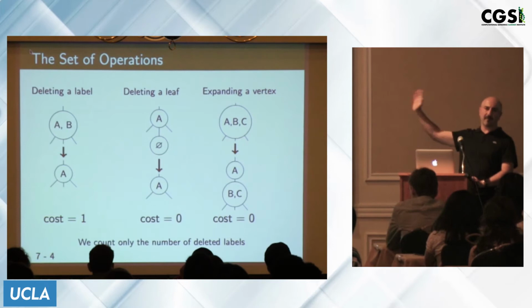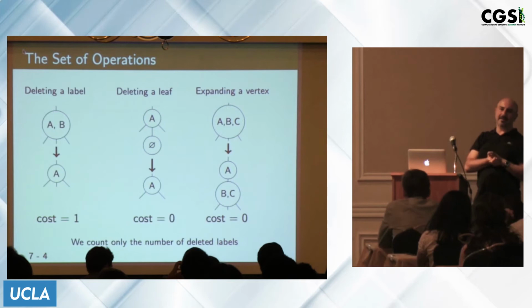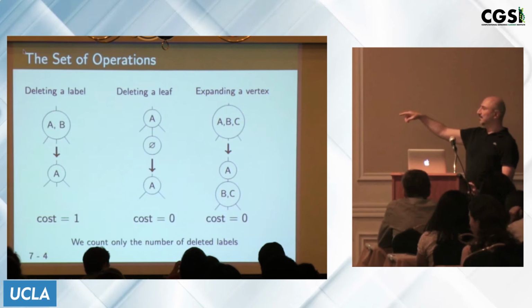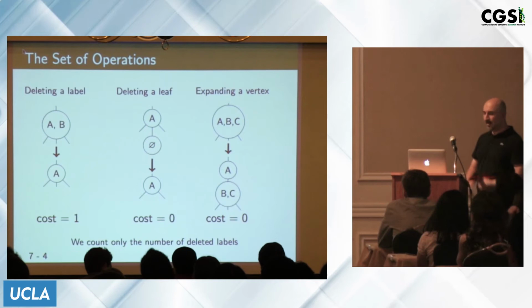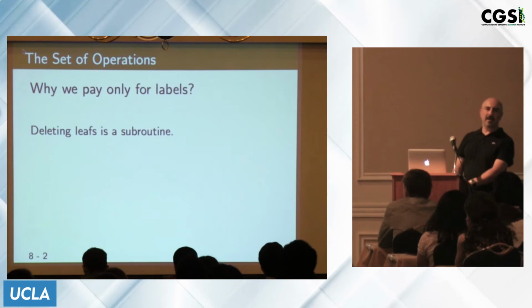You'd like to alter the two trees such that they converge to the same tree, both in terms of the topology and the label assignment, and the sort of Steiner tree. This is not a Steiner tree, but rather the median tree that minimizes the overall cost, which is the total number of label deletions. These define the distance between the two trees. So why do we pay only for labels? Because empty leaves should not be counted, and we only allow deletion of leaves. So they should not be counted at all.